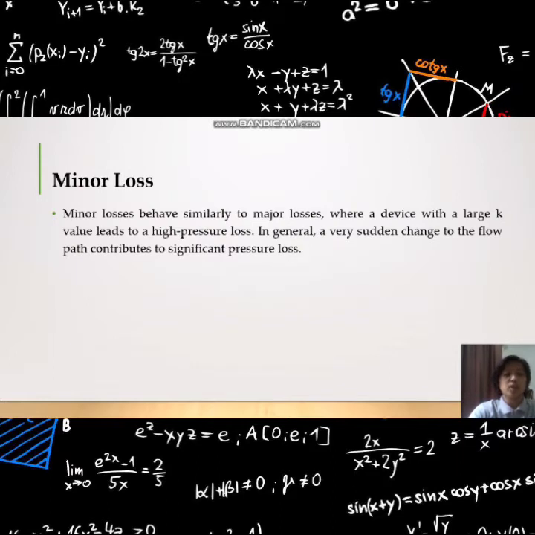Minor loss behaves similarly to major loss, where a device with a large K value leads to a high pressure loss in general. A very sudden change to the flow path contributes to significant pressure loss.